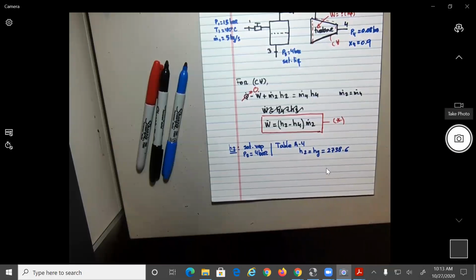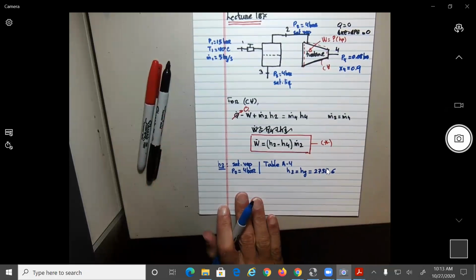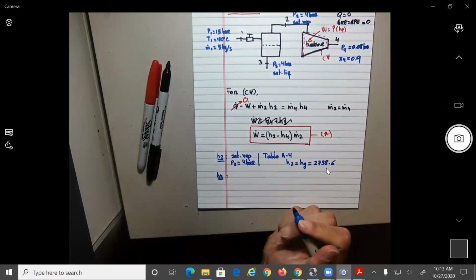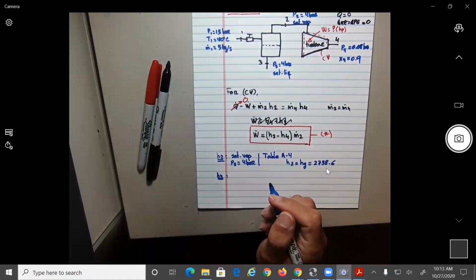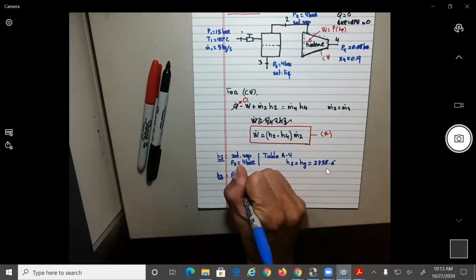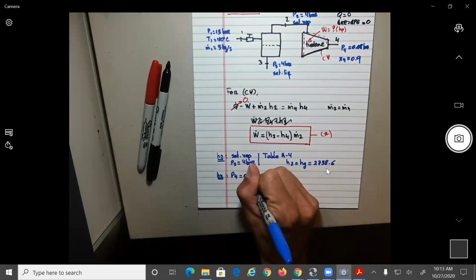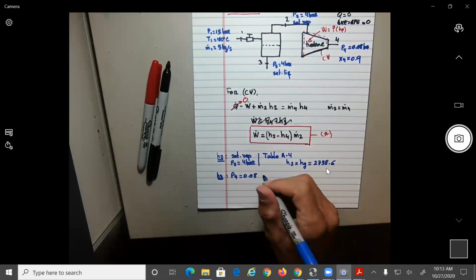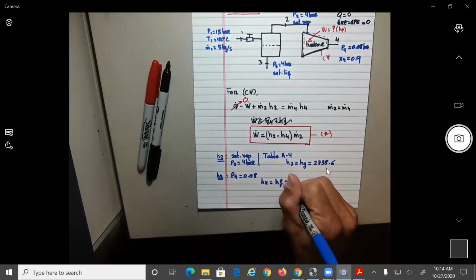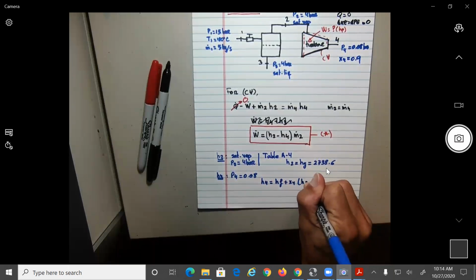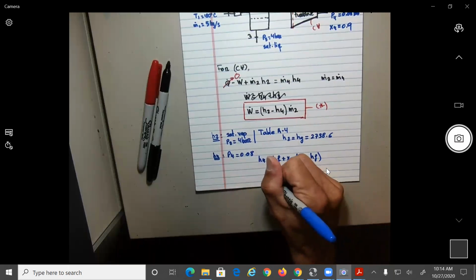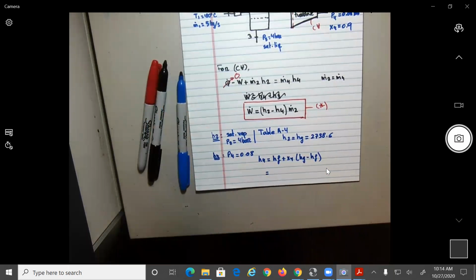All right, now, do we know two things about point 4? Yeah, we know P4. What is the state? Since they give you the quality factor, you know it's going to be a mixture, and you know it's at P4 equal to 0.08. So that means that H4 is going to be equal to H fluid plus X4 times (H gas minus H fluid), which now we can get the data from the table.